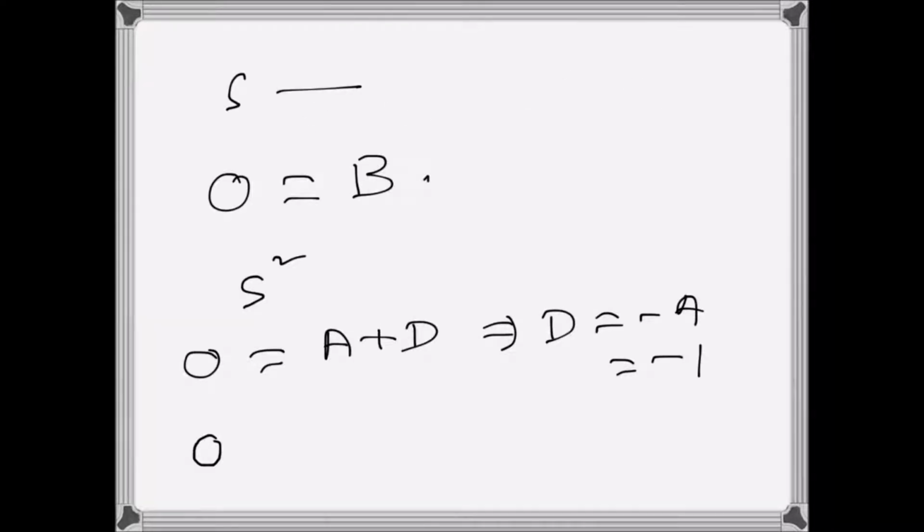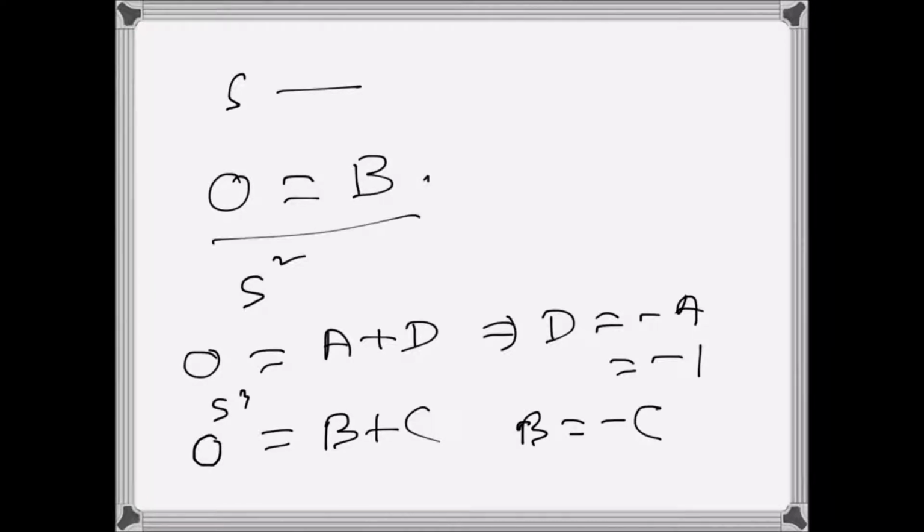So I will equate the coefficients of s cube as well. On the left hand side it's 0, on the right hand side it's b plus c. So b is equal to minus c. Now b is 0, we got that, so c is 0 as well. Now we have everything. We know a is 1 and d is minus 1, b is 0 and c is 0. So that's what we have.